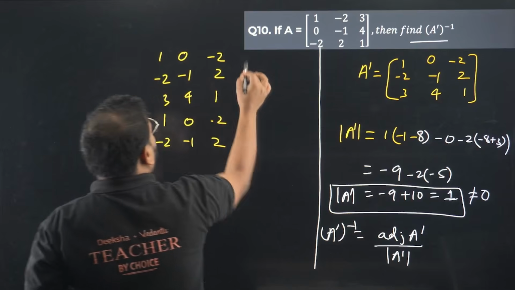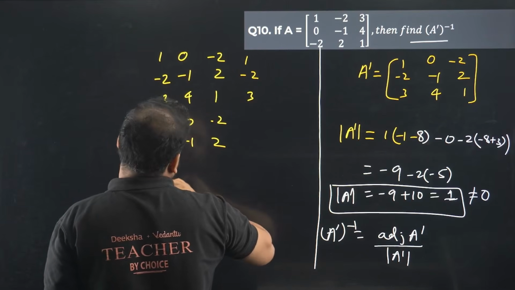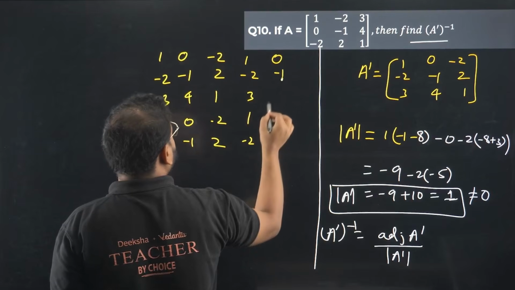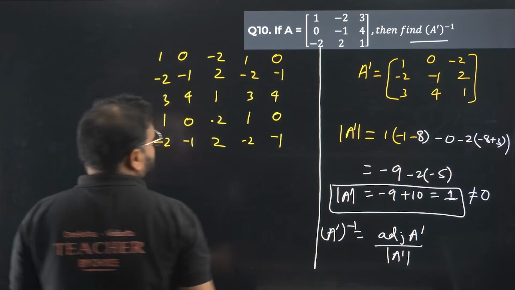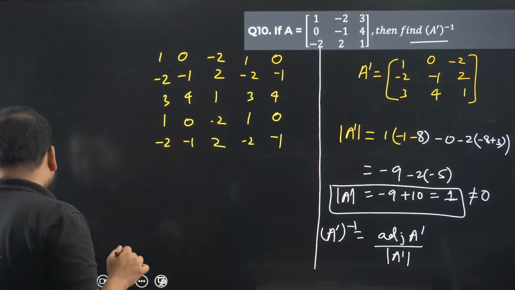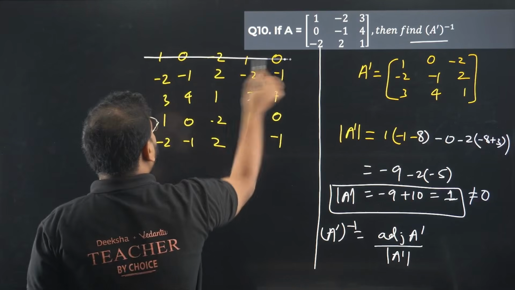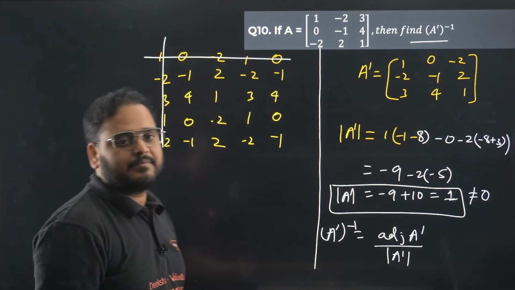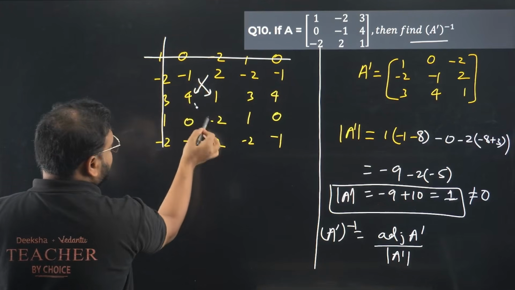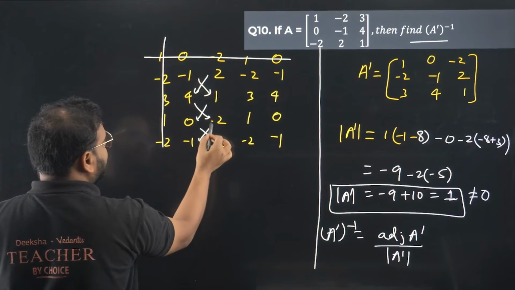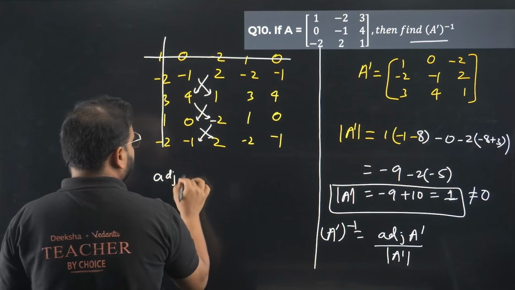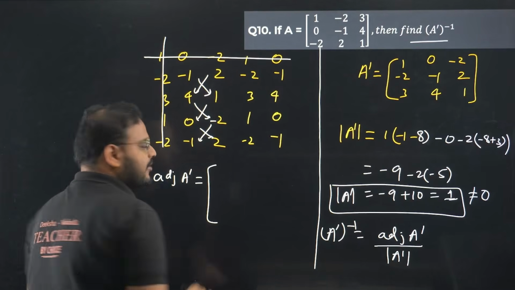What I get? 1 minus 2 3 and 1 minus 2. Again we have 0 minus 1 4 and 0 minus 1. Now we get a 5 cross 5 matrix. Next step is very simple. Eliminate the first row and first column of the 5 cross 5. The remaining elements go column-wise, in 2 cross 2 matrices. Find the product of cross multiplication and write it in the row. I'll show you. So simply write here adjoint of A dash equals to, make a matrix, check this out.